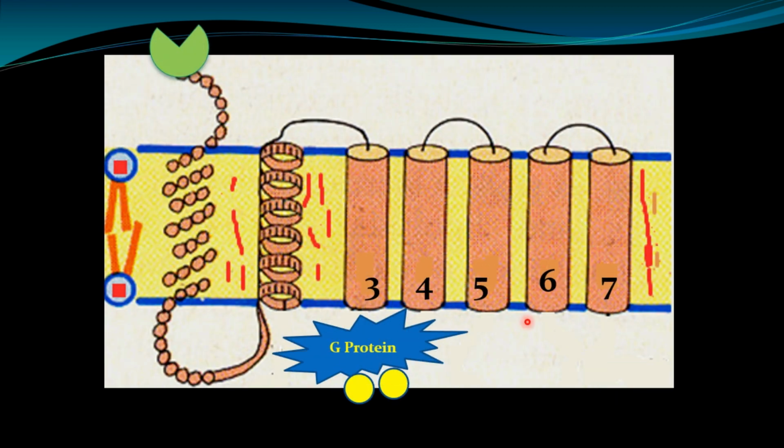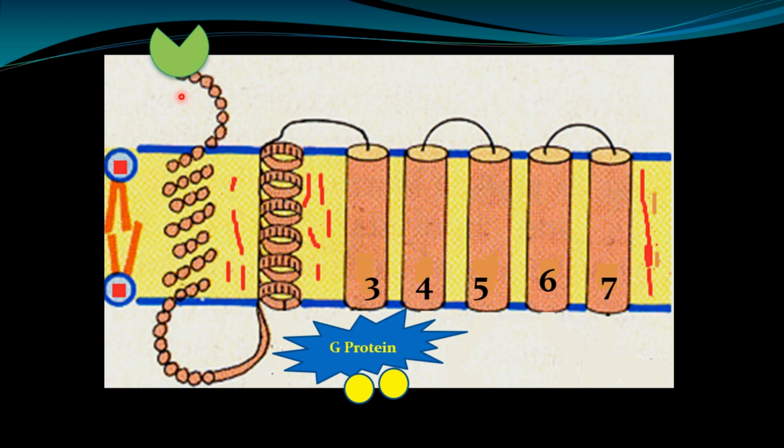Now this is the serpentine type of receptor. Why do we call it serpentine? Because it has 7 transmembrane helices. This is the outer domain, the binding domain of the receptor. As we talked about the general function and structure of receptors in previous presentations, the receptor has 3 domains: the outer binding domain, the transmembrane domain, and the internal domain.